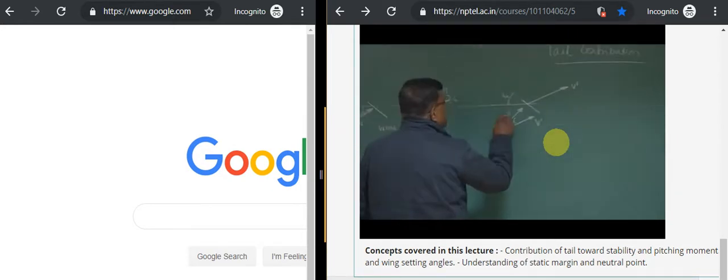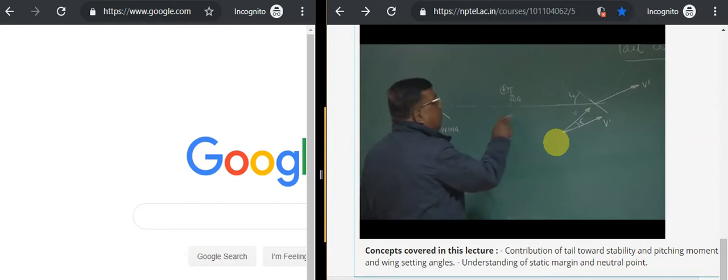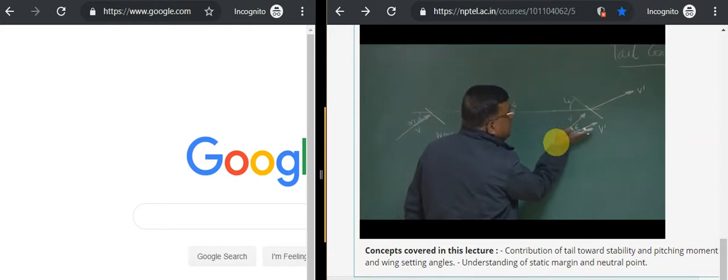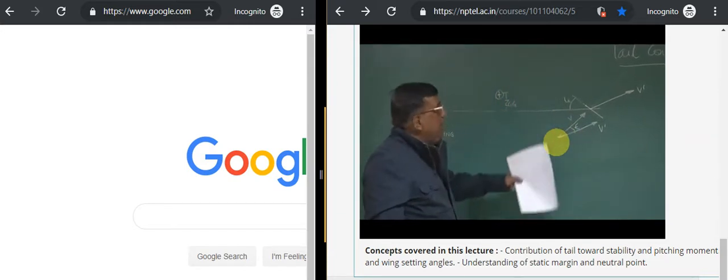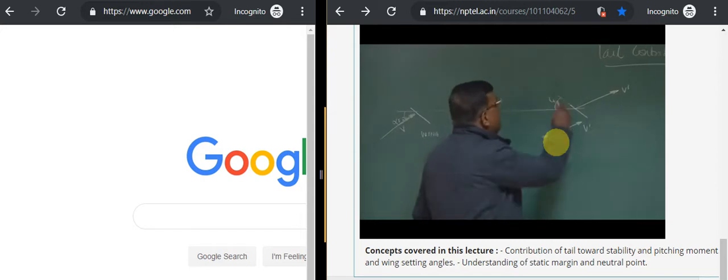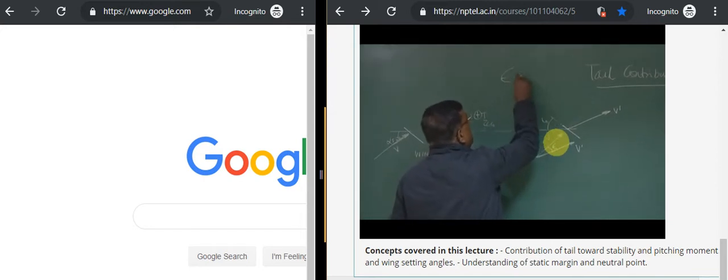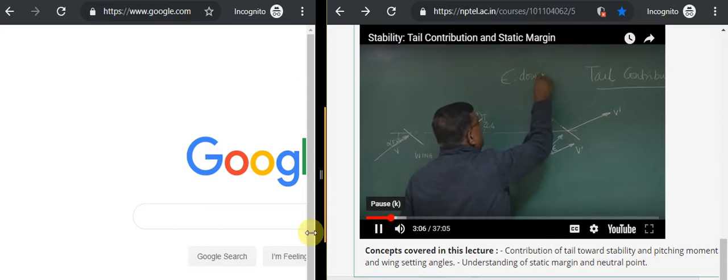This is the V free stream direction. Because of downwash, this velocity vector is tilted. Tilted by how much? By epsilon, which is called the downwash angle. Okay. Downwash angle.